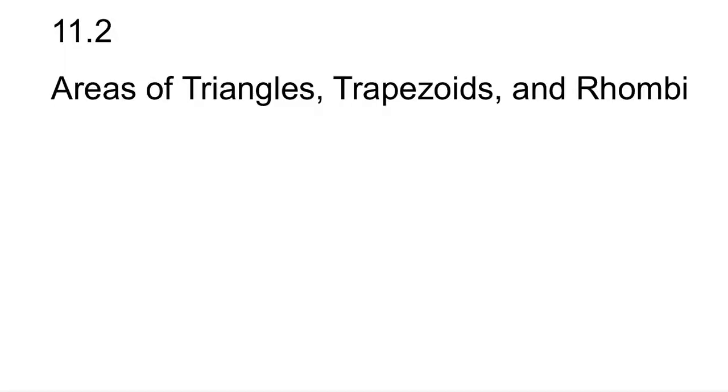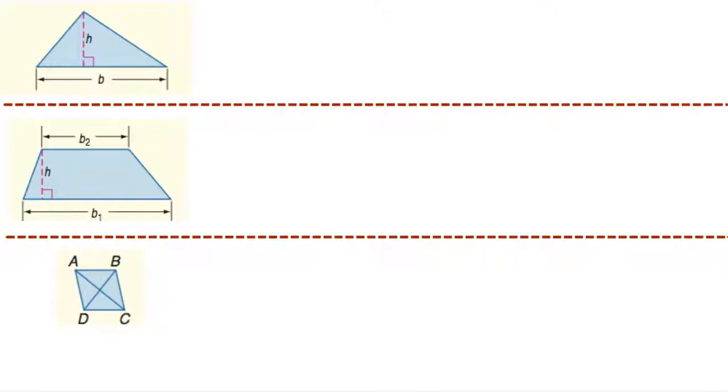All right, so now we're looking at the area of triangles, trapezoids, and rhombi, just kind of lumping them all together here. They actually are fairly related to one another. So here, this is a rectangle, right? And we know that a rectangle is length times width or base times height.